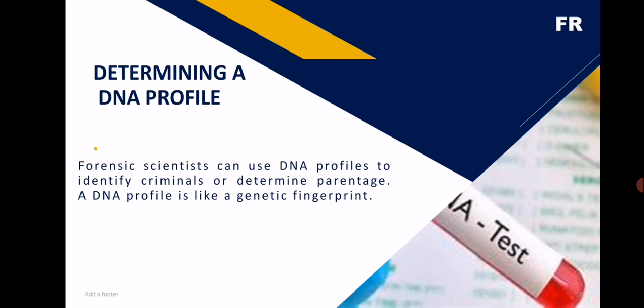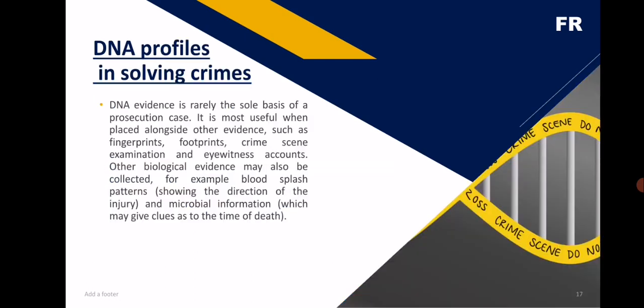Determining a DNA profile, forensic scientists can use DNA profiles to identify criminals or determine parentage. A DNA profile is like a genetic fingerprint. As we know, every person has a unique DNA profile, making it very useful for identifying people involved in a crime. The only exception to this is identical twins.